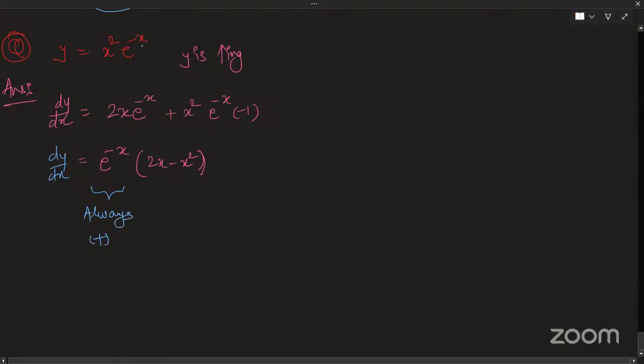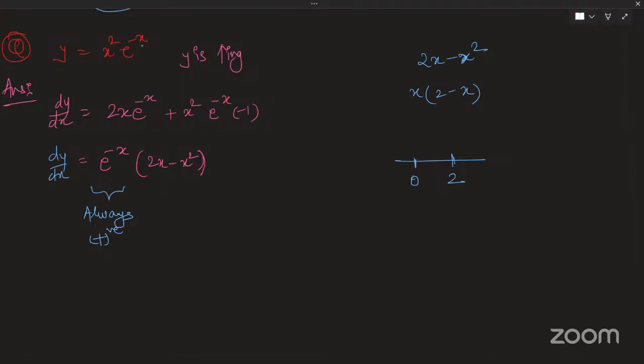It is always positive. So 2x minus x square. You have got 2x minus x square, so it can be written as x into 2 minus x. So tell me, what are the crucial points? 0 and 2. So to the right hand side of 2, is it positive or negative?